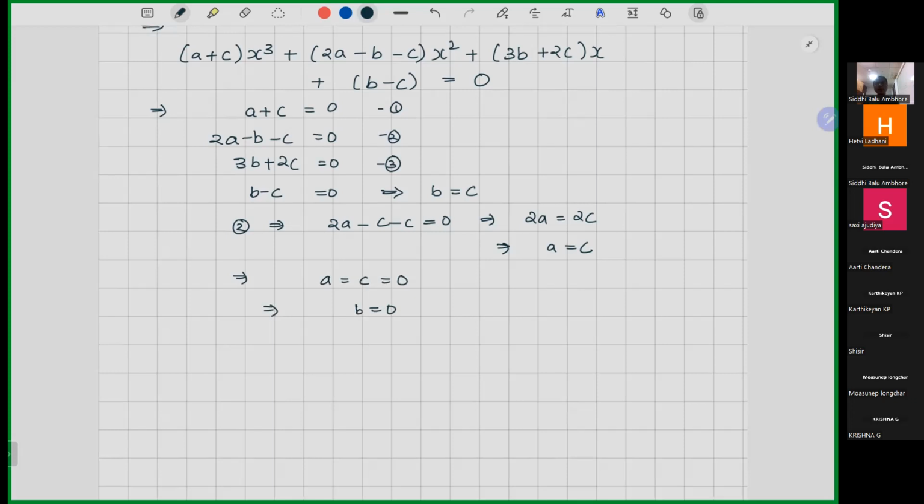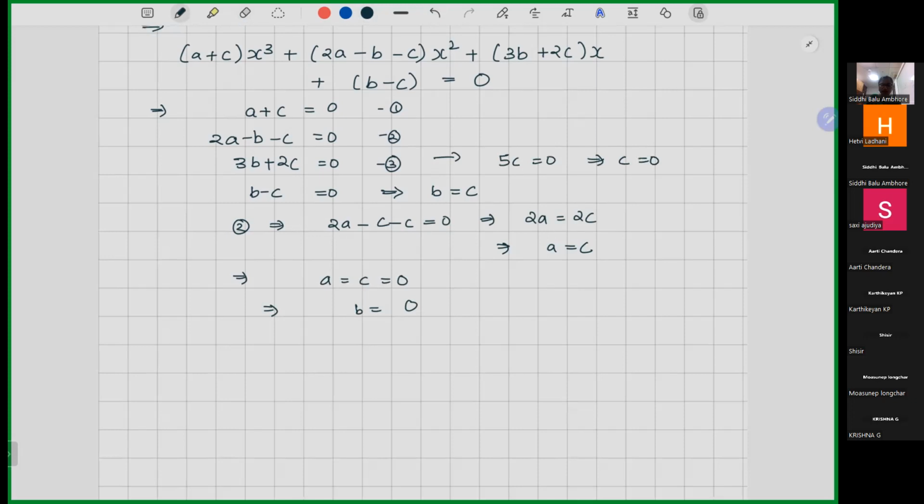Any doubt? Or if this is confusing, we can substitute. Or let me keep this. B is equal to c in this, and I get 5. C is equal to 0. This will give me c is equal to 0.